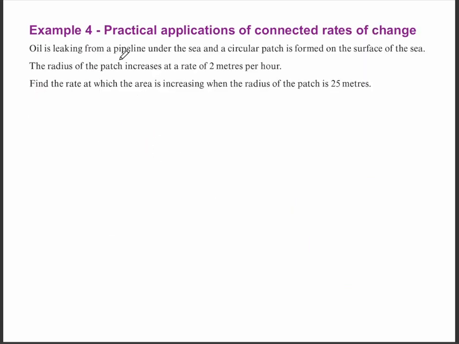Next, oil is leaking from a pipeline under the sea, and a circular patch is formed on the surface of the sea. The radius of that patch increases at a rate of 2 meters per hour. So the radius is increasing, therefore dr over dt, because you're looking at change per hour, is equal to 2, where obviously the t is in hours, right? Find the rate at which the area is increasing when the radius of the patch is 25 meters.